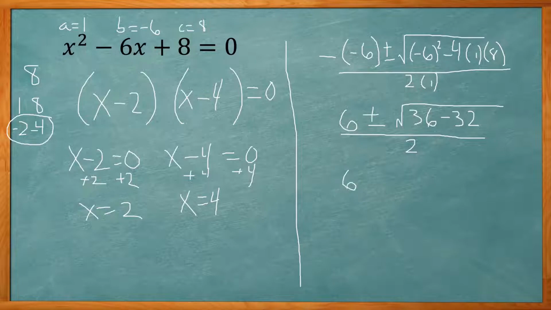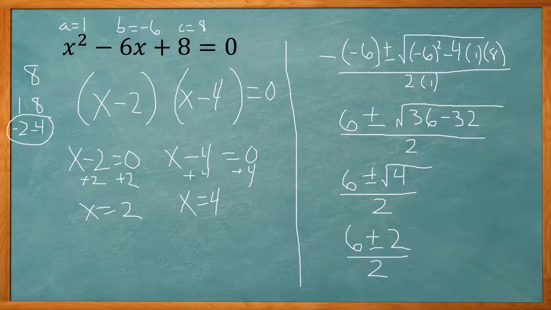So that reduces down to 6 plus or minus the square root of 36 minus 32, which is just 4, and then divide by 2. Now the square root of 4 is just 2, since 2 times 2 gives you the 4. And then divide by 2.